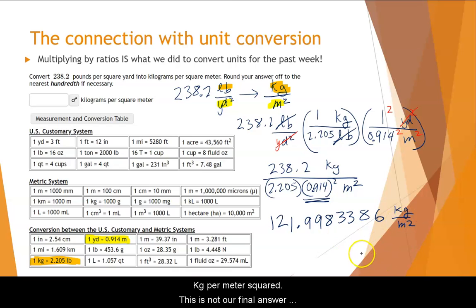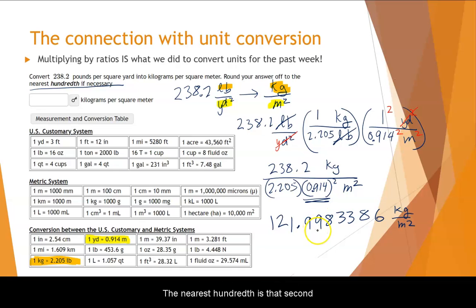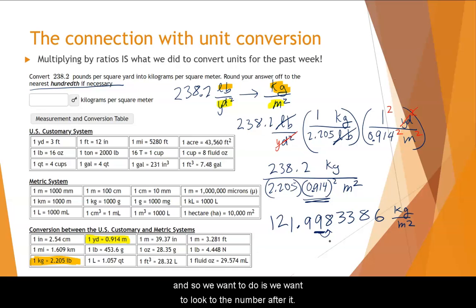This is not our final answer because we do not have that level of precision or level of accuracy. The directions for this problem say that we should round our answer off to the nearest hundredth, if necessary. The nearest hundredth is that second digit place after the decimal, and so what we want to do is look to the number after it. In this case, the number after it is an 8, so we would round up.